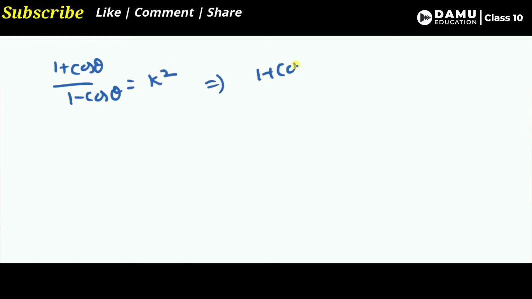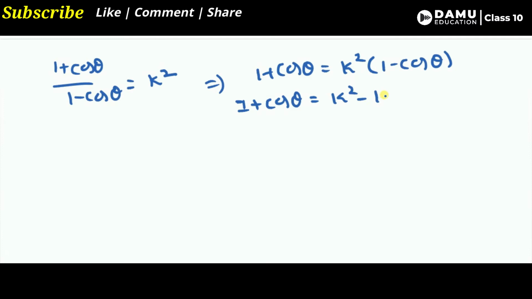So as we know, 1 plus cos theta by 1 minus cos theta will be equal to k square. Then this implies 1 plus cos theta will be equal to k square into 1 minus cos theta. Let's multiply that: 1 plus cos theta will be equal to k square minus k square cos theta. So this one shifts to this side, then 1 will shift to the right side. So we get cos theta plus k square cos theta, that will be equal to k square minus 1.